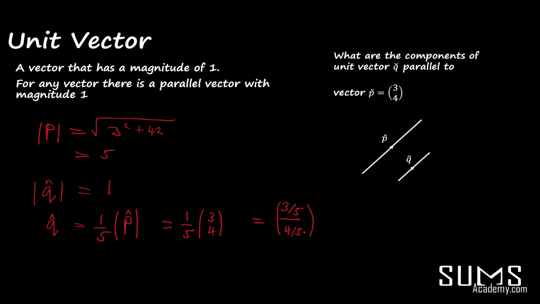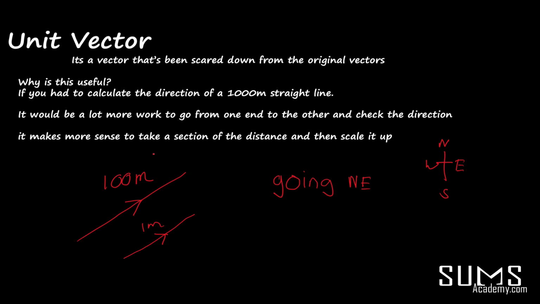It's pretty straightforward. But you might be thinking, why do I care? Why am I being told this? Well, it's to do with how useful it is when you can scale things down and up. Take this for example. If you had to calculate the direction of a 1,000 meter straight line, a kilometer line, you could either go from one end to the other and then check the direction, check how far you'd gone and where you were, or you could scale it down. If you knew it was completely straight and traveling in the same direction, you could just scale it down to 1 meter. See here, I've just drawn this in already.